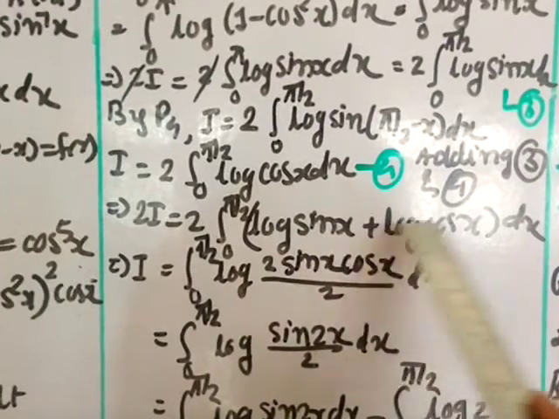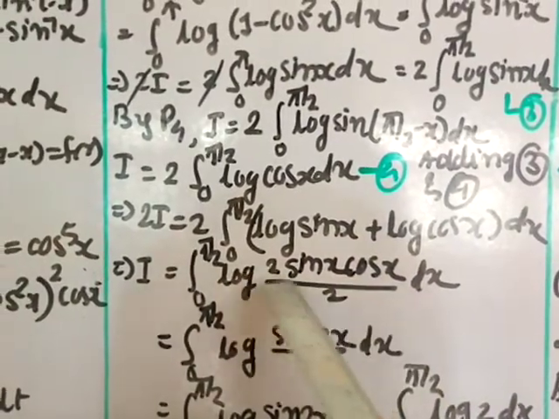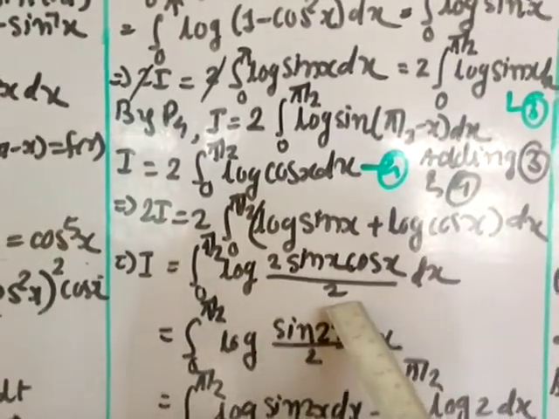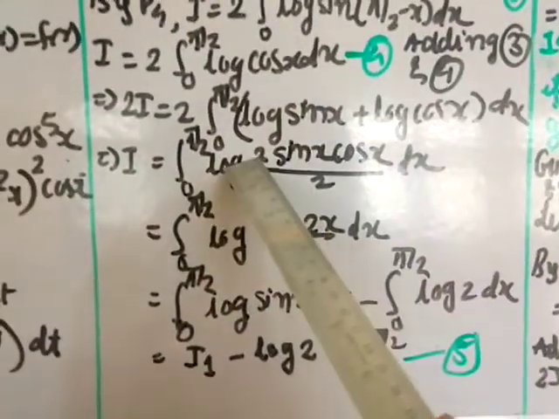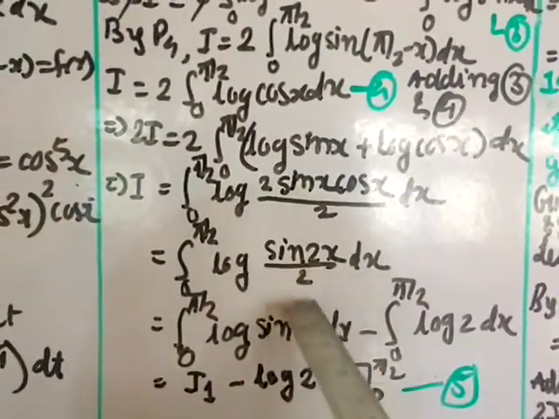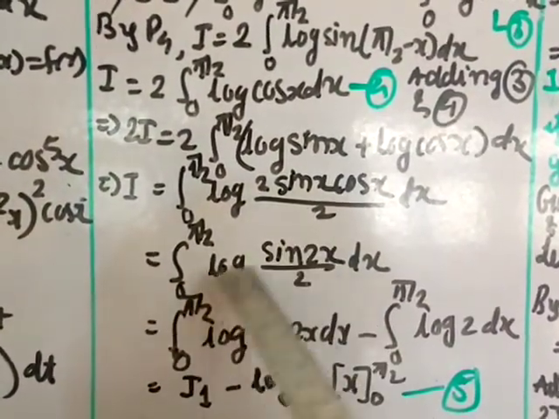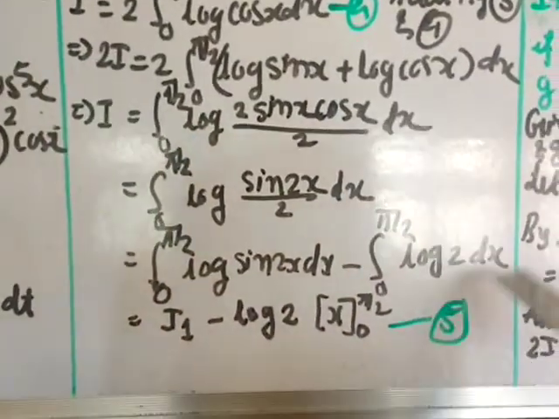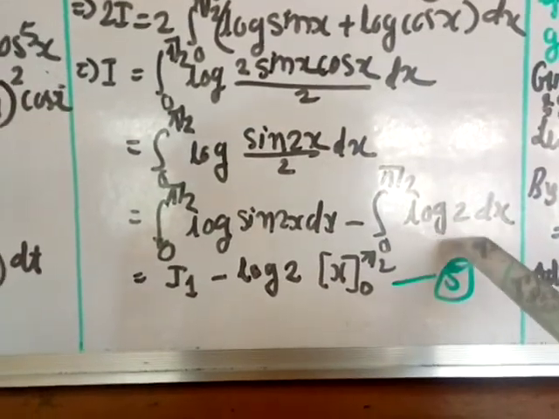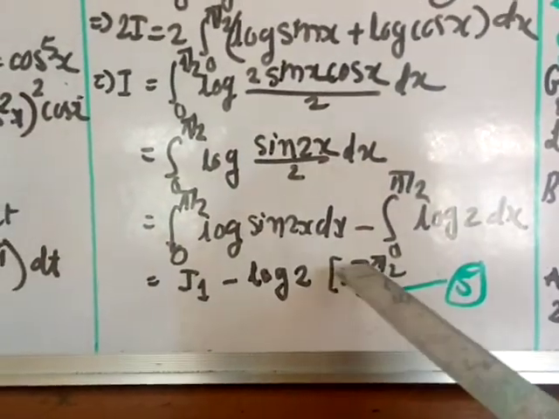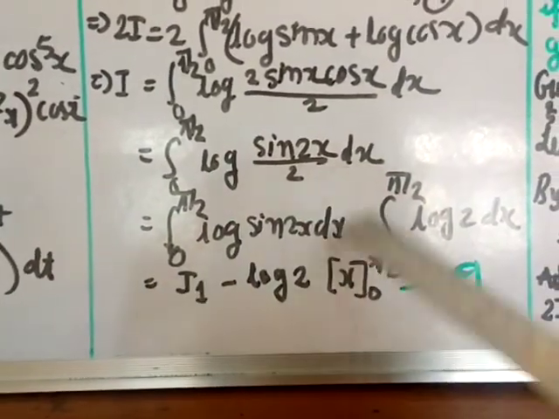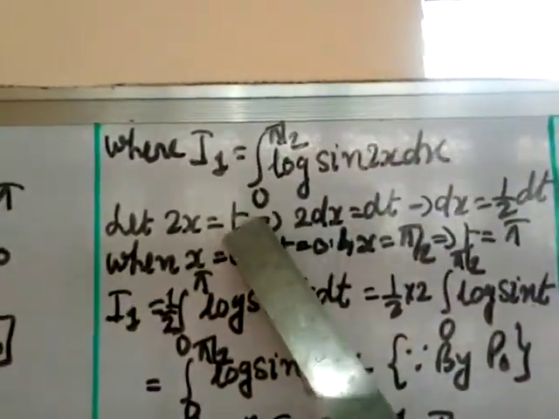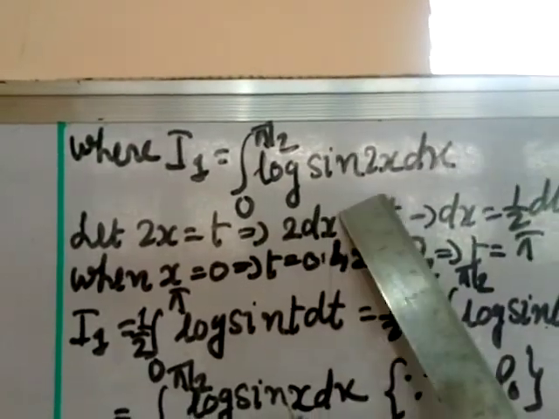So log sin x cos x, I'll divide and multiply by 2 here, because I want to use the trigonometric identity, and these 2 sin x cos x gives you sin 2x by 2. This I separate: log sin 2x minus log 2, and integral also separating. This integral is direct because log 2 is constant, remains 1. Integral of 1 is x from 0 to pi by 2. Now this you call it I1, and we'll do this part separately, where I1 is equal to integral 0 to pi by 2 log sin 2x dx.